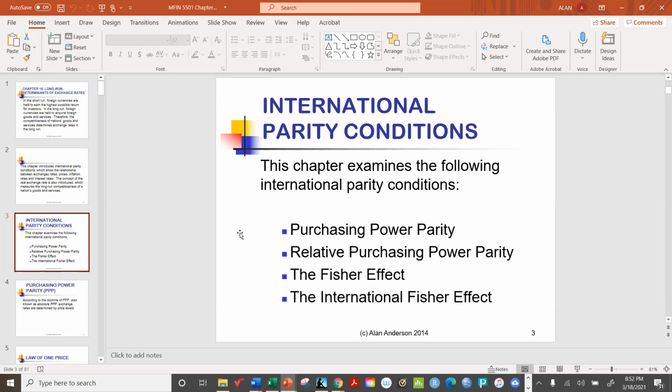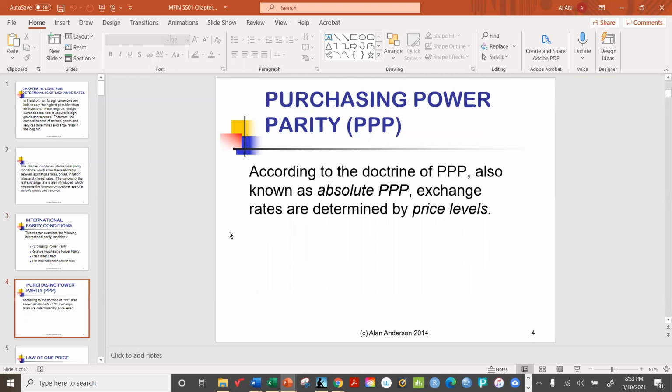All right, so let's look at these one at a time. It turns out that they're all actually closely related to each other. They just focus on different variables. Okay, so what about this purchasing power parity? What is that all about?